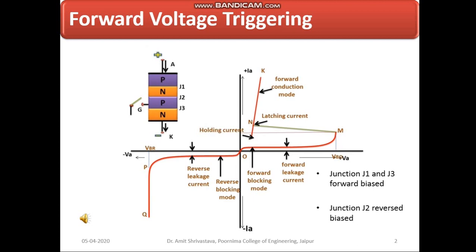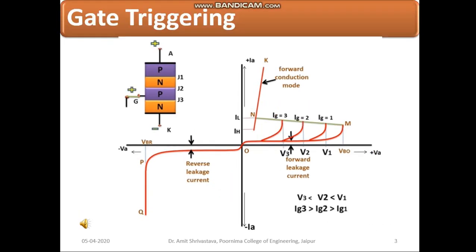After the avalanche breakdown, junction J2 loses its reverse blocking capability. Therefore, if the anode voltage is reduced below VBO, the SCR will continue conduction of the current. The SCR can now be turned off by reducing the anode current below a certain value called holding current. The next method is gate triggering method.